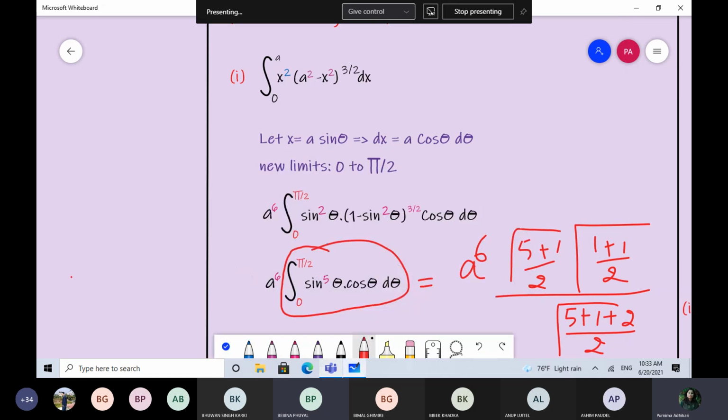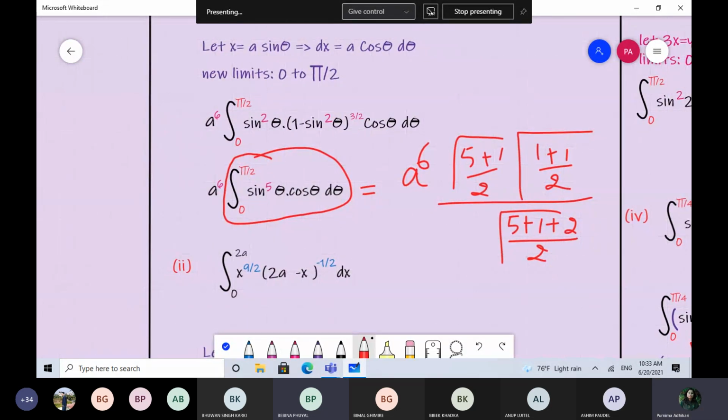Yes. 1 by 2. Is this complete? Sorry. No, ma'am. 1 by 2 is missing. Yes, exactly. Isn't it, Bebina? Yes, ma'am. This 2 is missed, isn't it? No. Okay, 1, 2, 3, 4, 5. Five 2s must come.